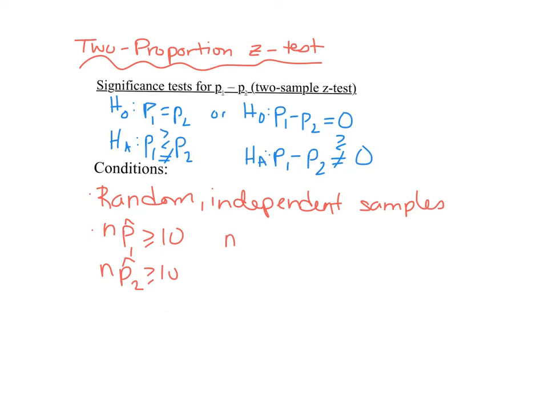And then we do the same thing with our 1 minus P hat, or if you want, you can call it the Q hat. So we need to check that all of these are greater than or equal to 10. And then the last one is the 10% condition, which once again, you have to check separately for both samples.